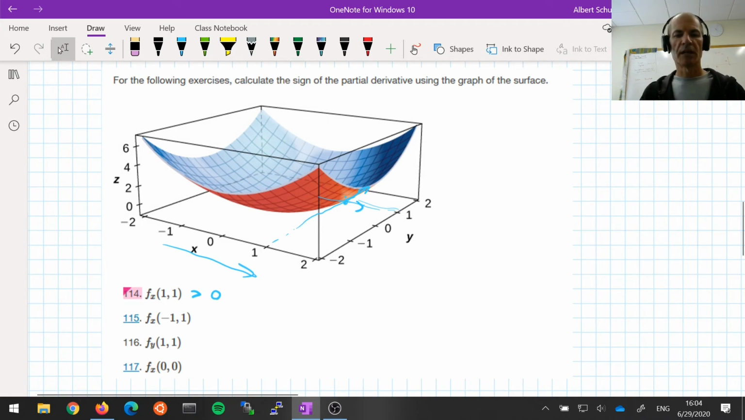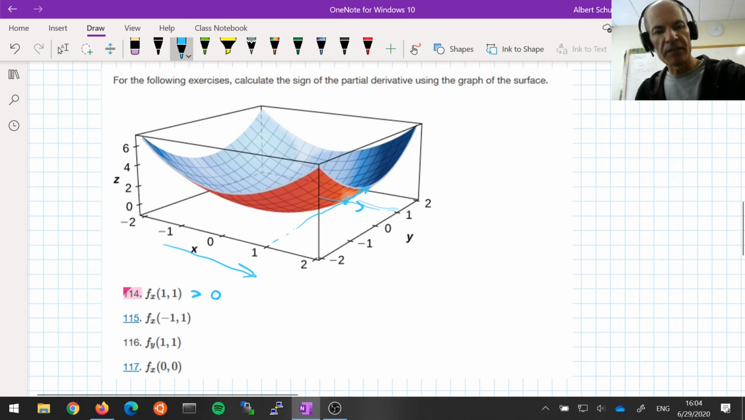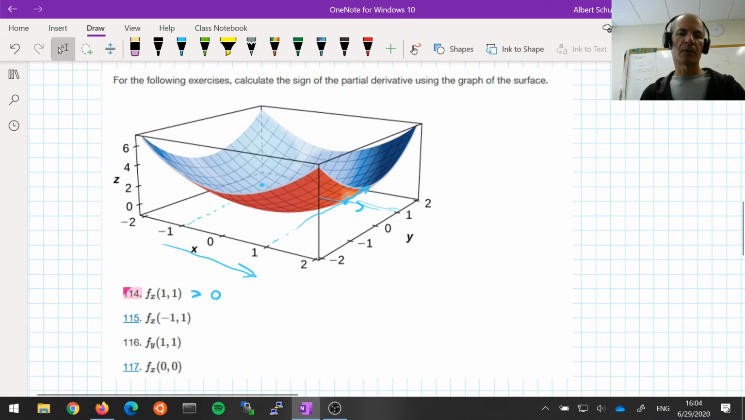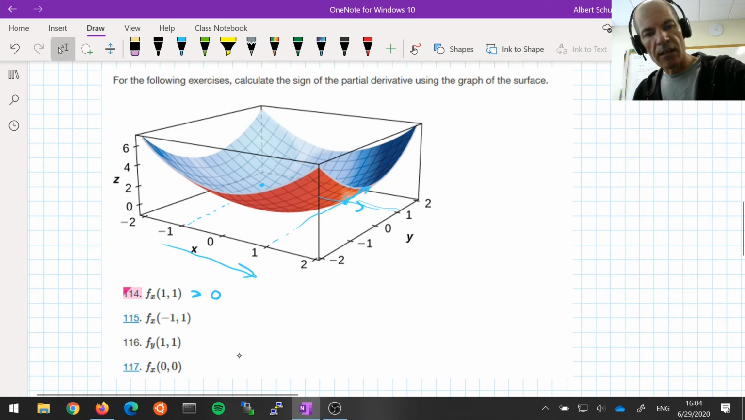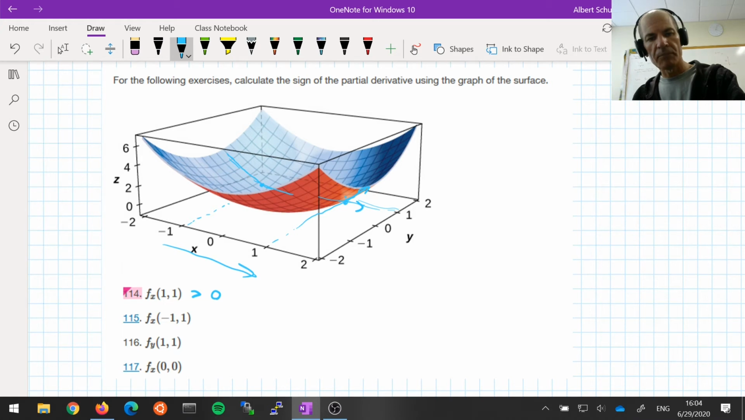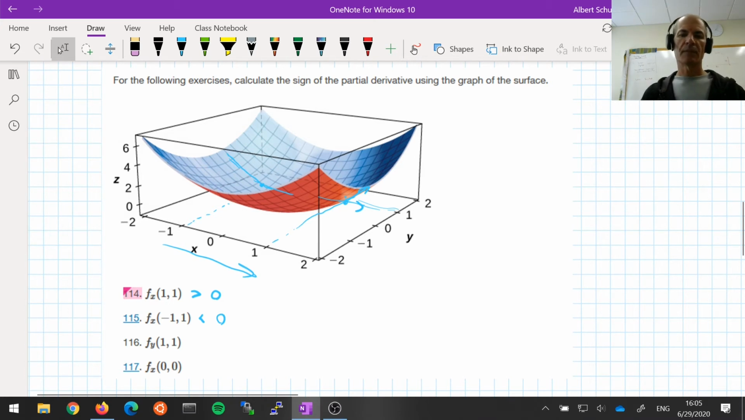Let's try one more and I'll let you figure out these remaining two. So let's do 115. Now we're asked to look at the partial of f with respect to x, not at 1, 1, but in fact at minus 1, 1. So that point is going to be back here somewhere, and it's even harder to see, but maybe right here on the surface or in the domain, however you want to imagine it. And of course, these lines here are along constant y, and we can see that in the direction of increasing x, the surface appears to be dropping at this point. So we would expect this partial derivative to be less than 0 at that point.